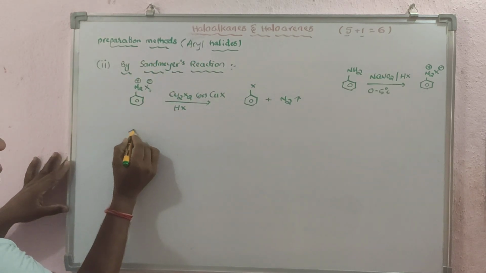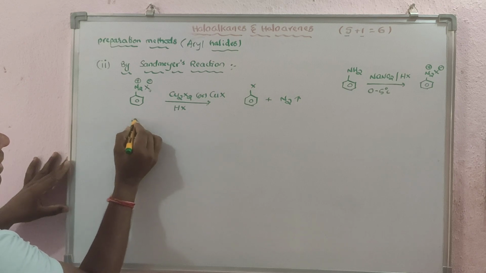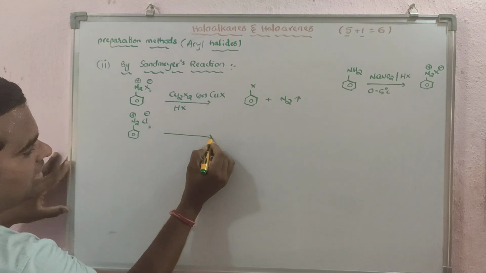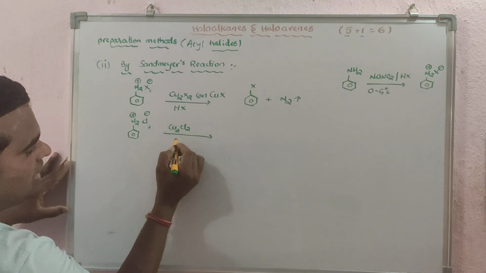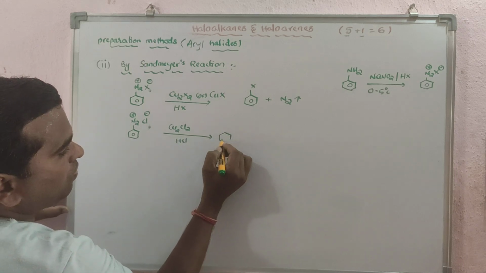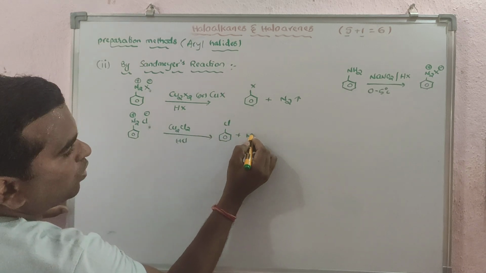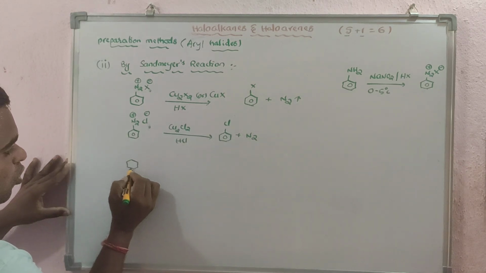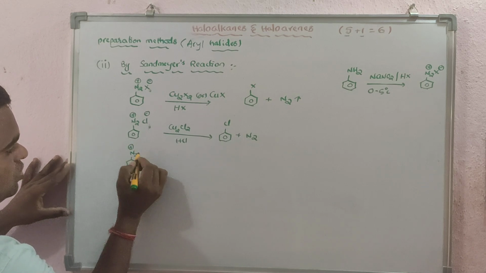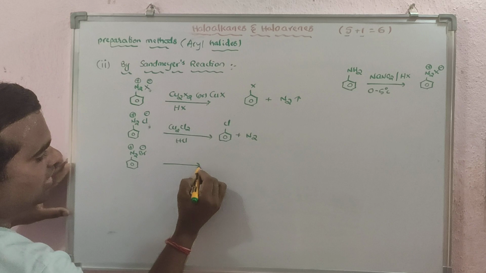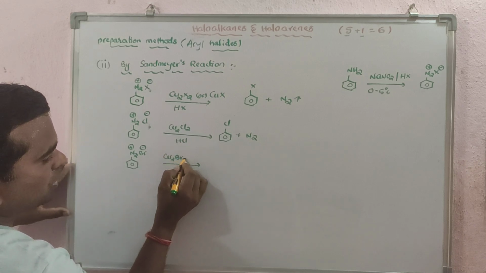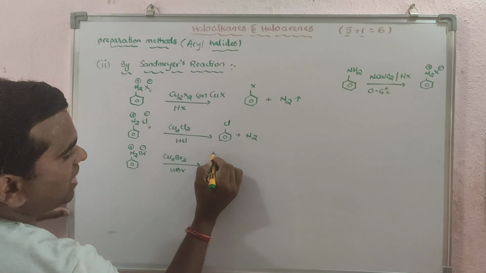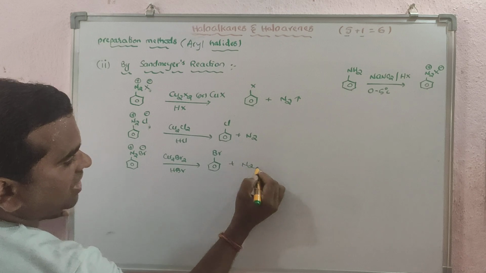Suppose I write the examples. If I take the compound N2 plus and Cl minus, then I put Cu2Cl2 and HCl. Then what compound will you get here? You will get chlorobenzene. In the same way, if I want to prepare bromobenzene, then I will take benzene diazonium bromide and treat it with Cu2Br2 and HBr. Then you will get bromobenzene plus N2.